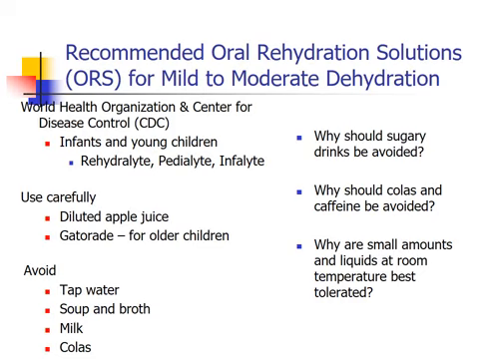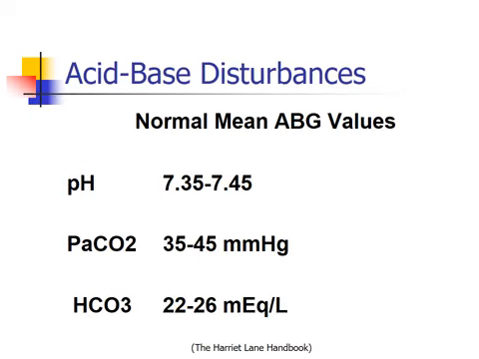So why should sugary beverages or drinks be avoided? And again, that's because of the high osmolality, and that can lead to further diarrhea. Colas and caffeine should be avoided because they're dehydrating. And then why are small amounts of liquids at room temperature best tolerated? And this goes back to not causing more peristalsis. So if you keep the liquids at room temperature, they're not going to have as much peristalsis, so they'd be less likely to have it contributing to diarrhea.